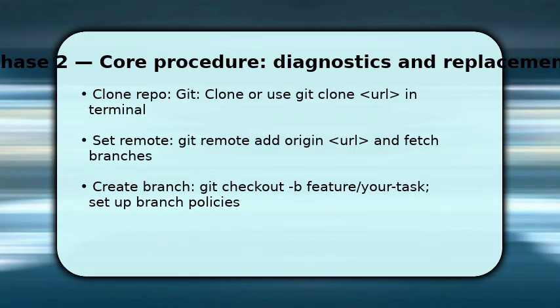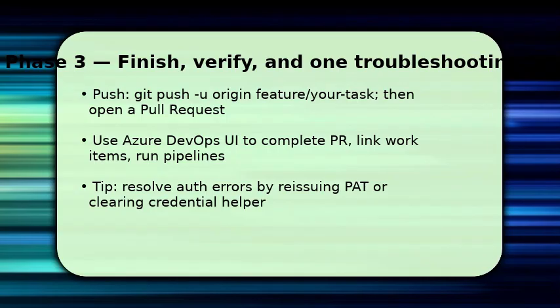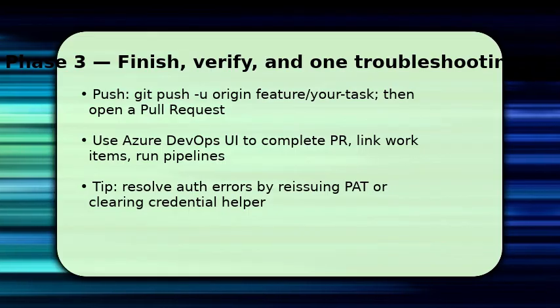To finish, push your branch with git push -u origin feature/your-task, then create a pull request in Azure DevOps to merge changes. Once the PR is created, link any work items and run or wait for CI pipelines to validate. This enforces quality and policies.